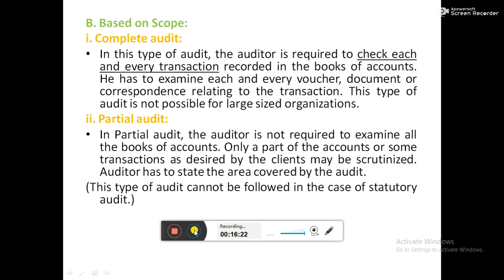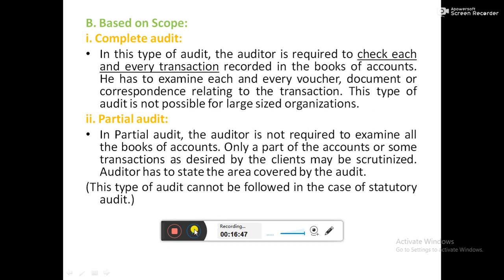Complete audit is the type of audit where the auditor is required to check each and every transaction recorded in the books of accounts. He has to examine each and every voucher, document or correspondence relating to the transaction. This type of audit is not possible for large scale organizations.